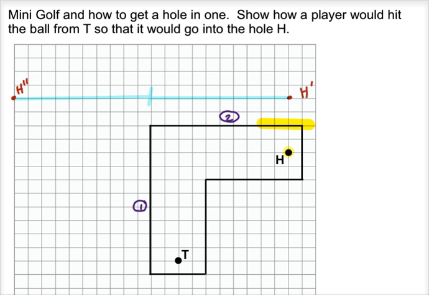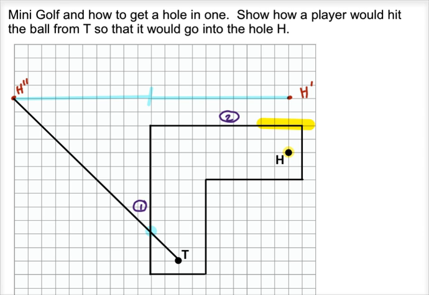And I can actually hit from the tee straight towards that shot. So here's what things would look like. If I aimed straight for this point out here, the ball would bank off the wall right at that spot. And when it bounces off the wall, it's then going to bounce straight towards H prime.